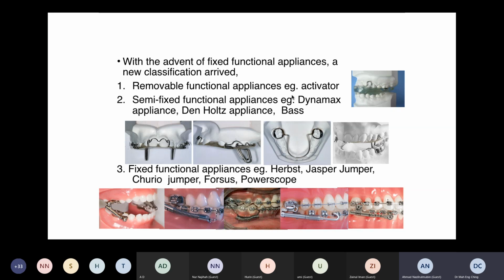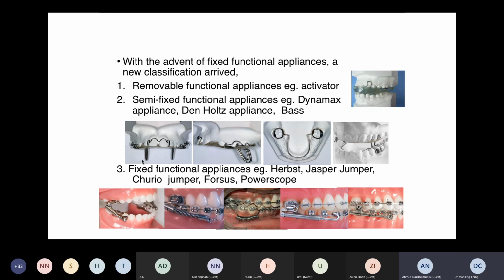The first group is removable functional appliances. Still the same: activator, bionator, whatever can be removed, top and bottom pieces or one piece, they're considered removable. Then we have the second group, which is semi-fixed functional appliances. It means half of it is removable, then half of it is fixed. So you see this Dynamax appliance, then Herbst-based appliances, all considered semi-fixed functional.